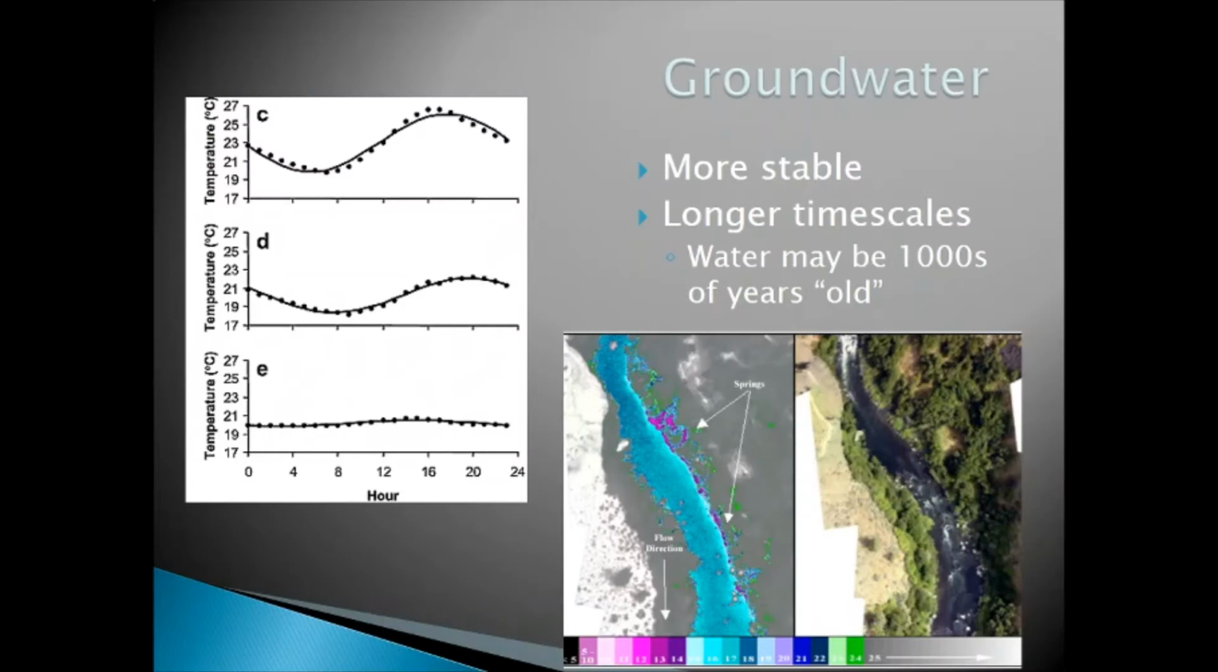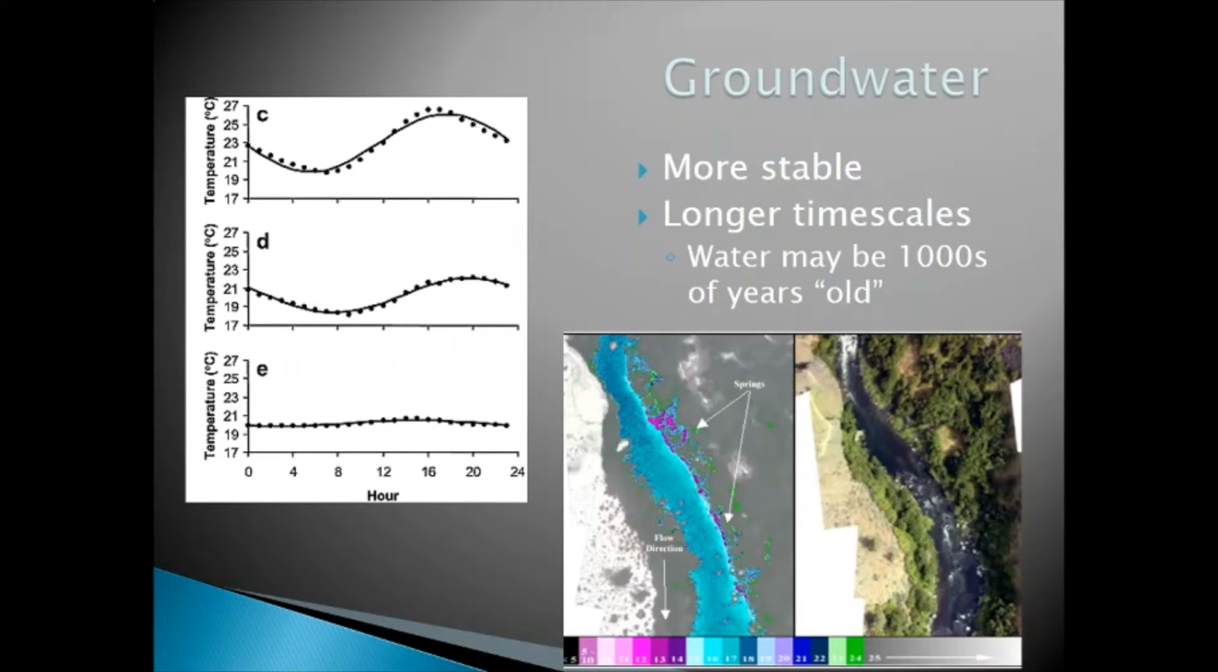Now if the water is coming from groundwater, let's say a stream has most of its water coming from groundwater, it's really stable, okay? Water might be thousands of years old, and I put "old" in quotes here, because what I'm talking about is that it might have been underground for thousands of years.